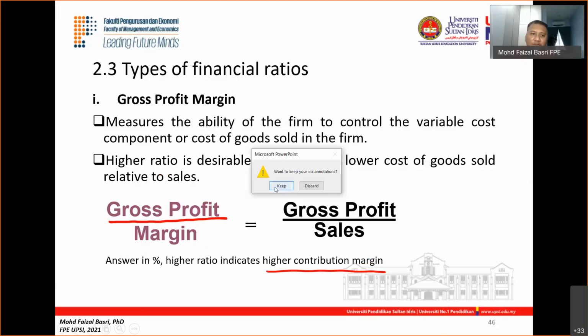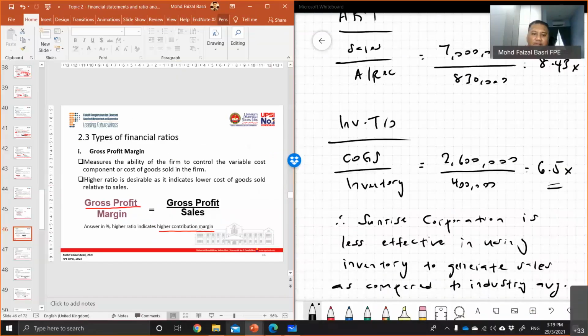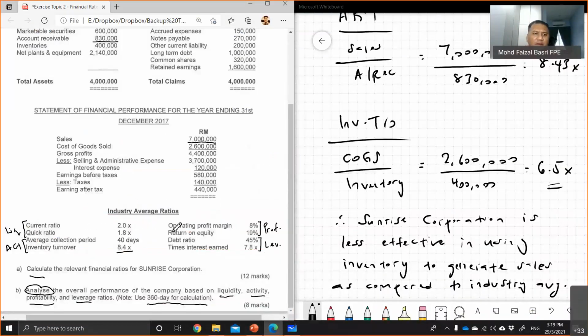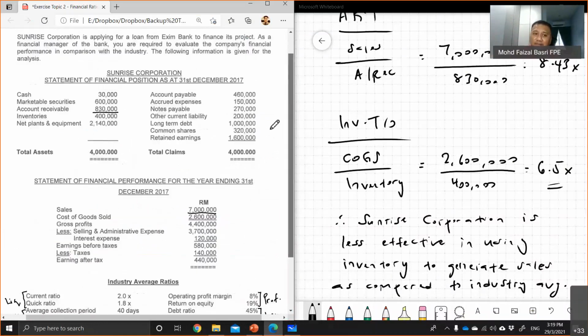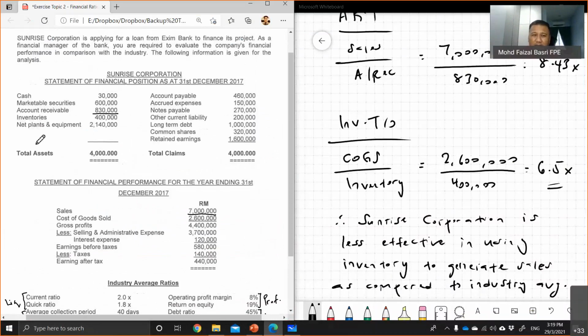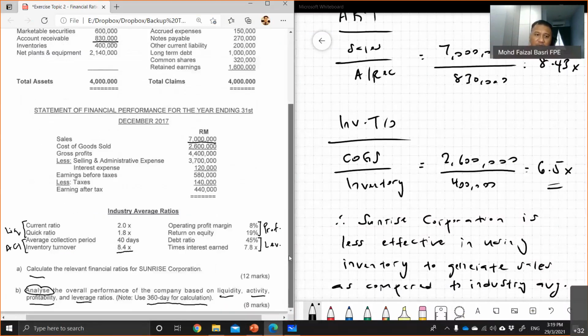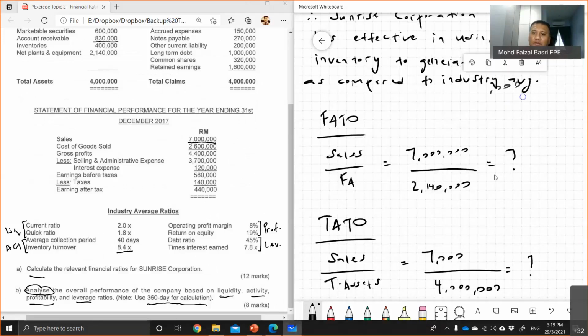So these ratios, this is the first type, I think, if I'm not mistaken, whereby we use just the income statement. If you remember, the very first category, liquidity, we use all items in the balance sheet or the statement of financial position. Then we moved on to mix between balance sheet and income statement. But for profitability, most of it we will use the income statement.